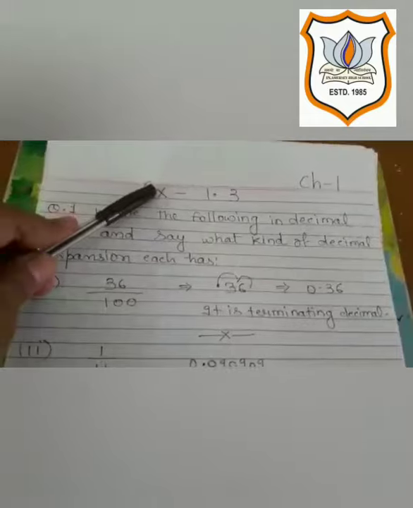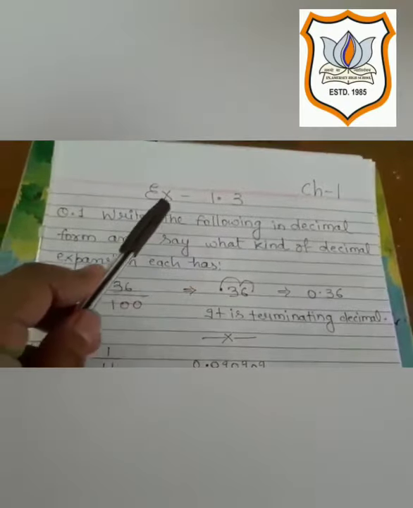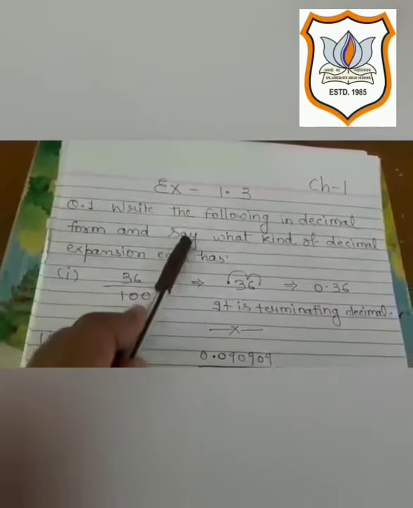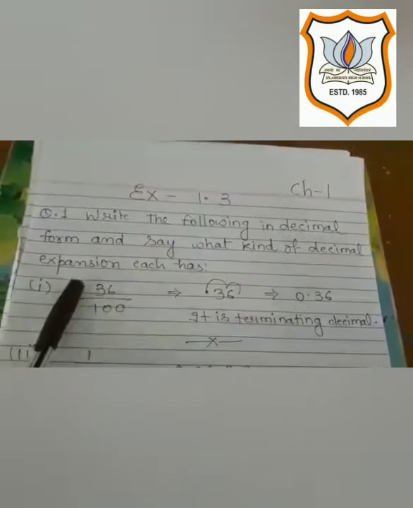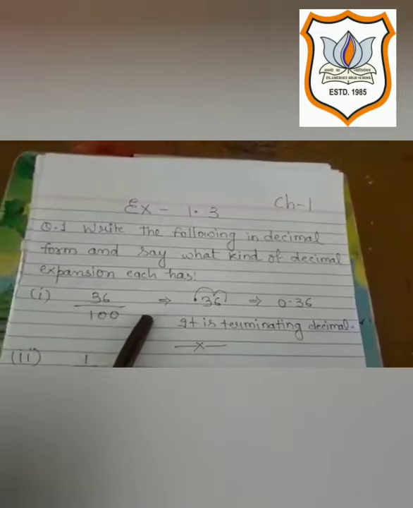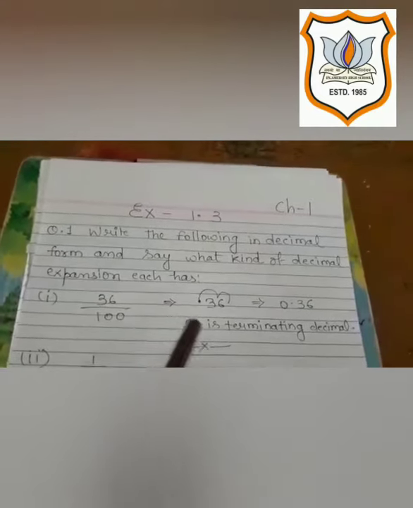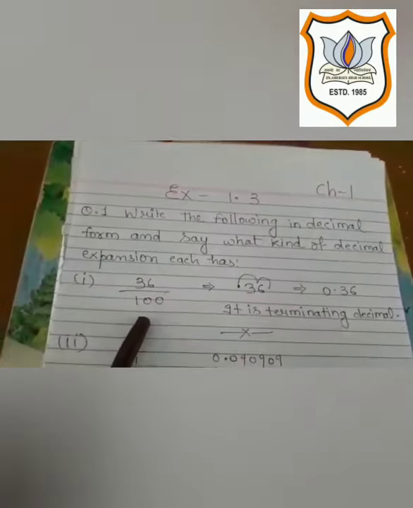So students, in maths chapter number 1, today we are discussing exercise 1.3. The very first question: write the following in decimal form and say what kind of decimal expansion each has. That means we have to explain which kind of decimal will be there. Either it will be terminating or non-terminating. The very first question is 36 upon 100.